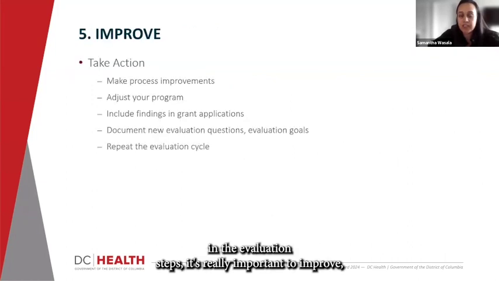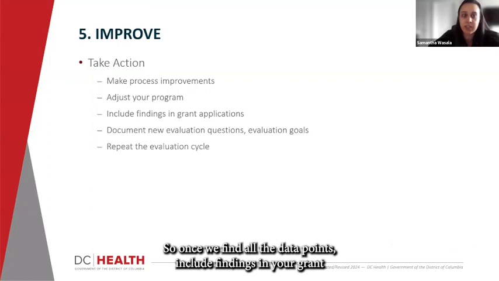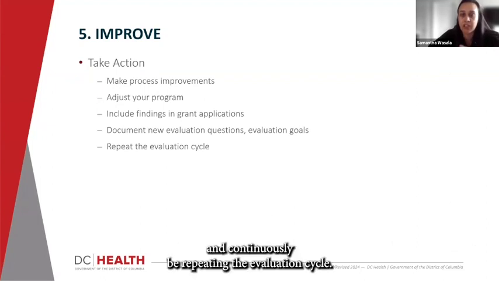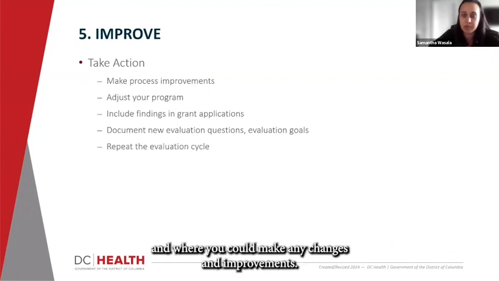And lastly, in the evaluation steps, it's really important to improve: take action, make process improvements, and adjust your programs once you find all the data points. Include findings in your grant applications, document new evaluation questions and goals, and continuously repeat the evaluation cycle, because within each cycle, you'll learn more about your program and where you can make changes and improvements.